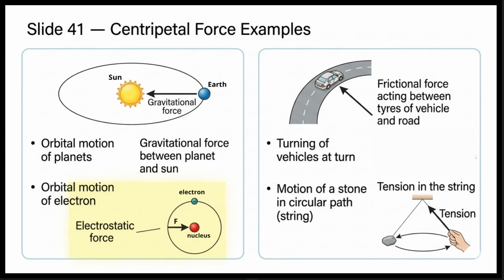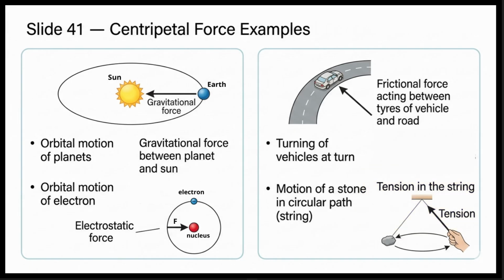When an electron orbits the nucleus, the electrostatic attraction between electron and nucleus plays that role, as the second diagram shows. A car navigating a curved road relies on friction between tires and road to provide the inward force, illustrated in the third diagram. And when you swing a stone on a string in a circle, it is the tension in the string that acts as the centripetal force. Same physics, 4 completely different physical mechanisms.